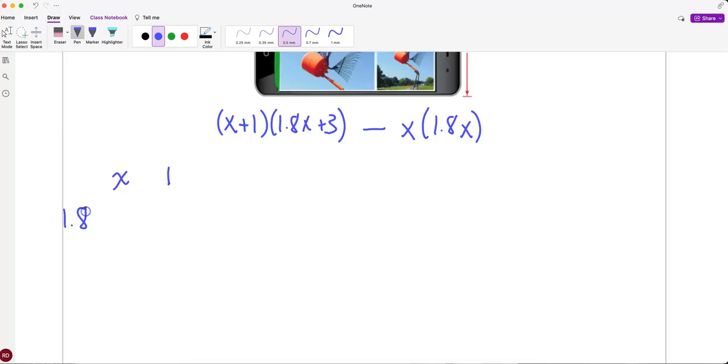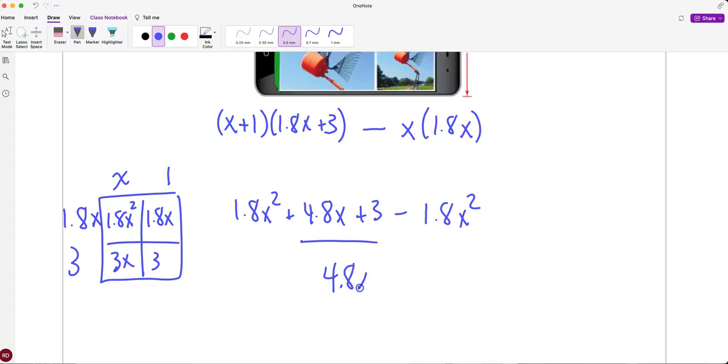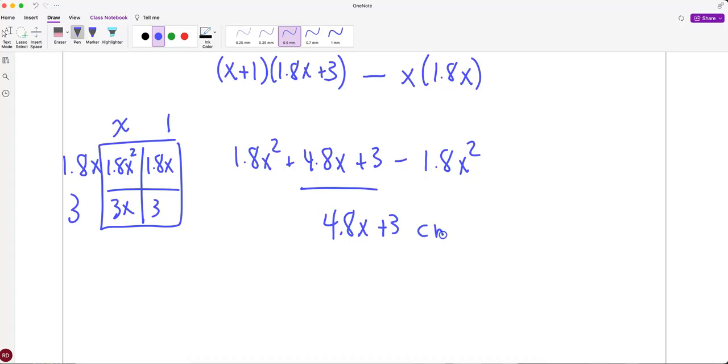and then 1.8x plus 3. So this is 1.8x squared, 1.8x, 3x, and 3. So that's 1.8x squared plus 4.8x plus 3 minus 1.8x squared. So 4.8x plus 3 is the area, and that is in square centimeters. So centimeters squared.